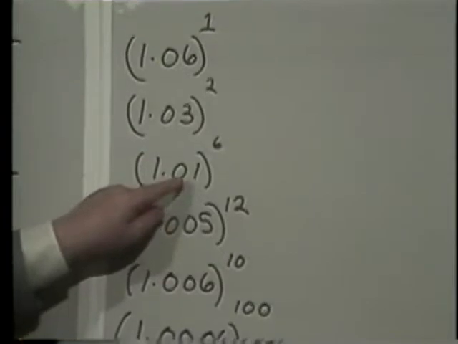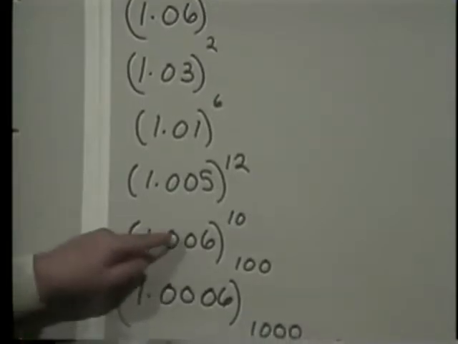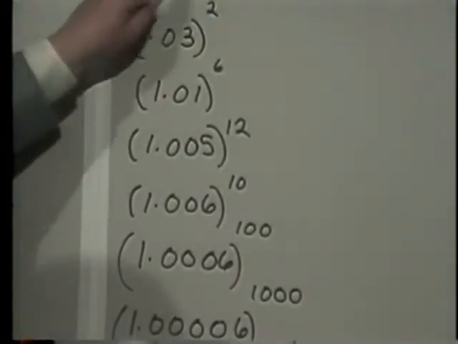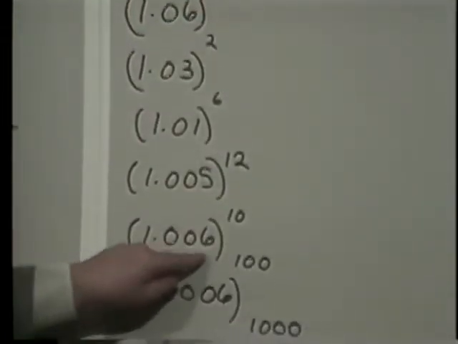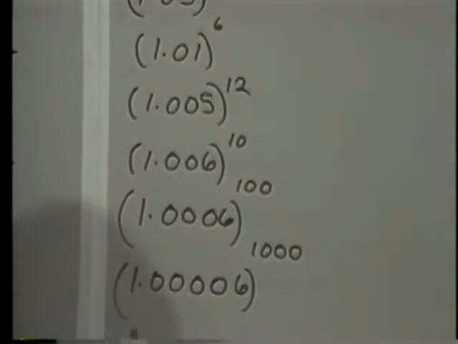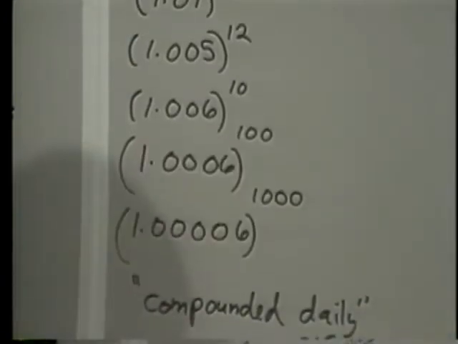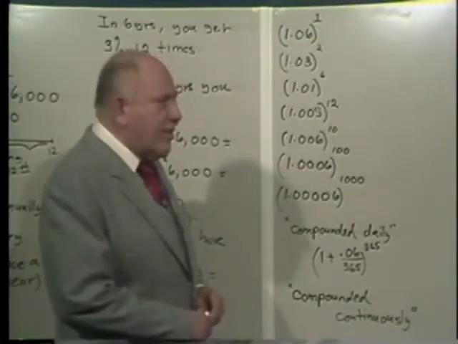They can give you 1% 6 times. They can give you 0.5% 12 times. In fact, if you like the decimal system, keep sticking in a 0 here and tacking on a 0 over here. See, 1.006 to the 10th power is how the formula would look if the interest was being given 10 times a year. This is how it would look if it was given 100 times a year. This is how it would look if it was given 1,000 times a year.